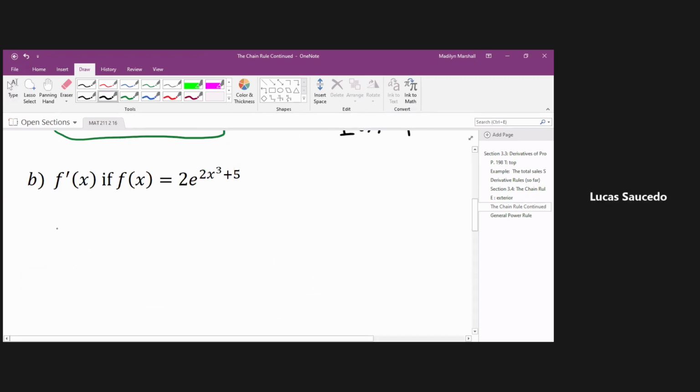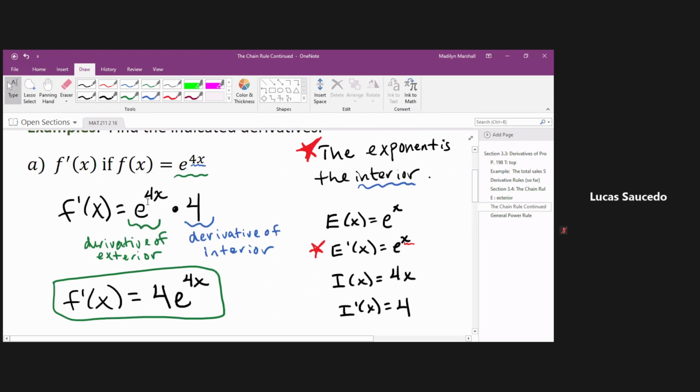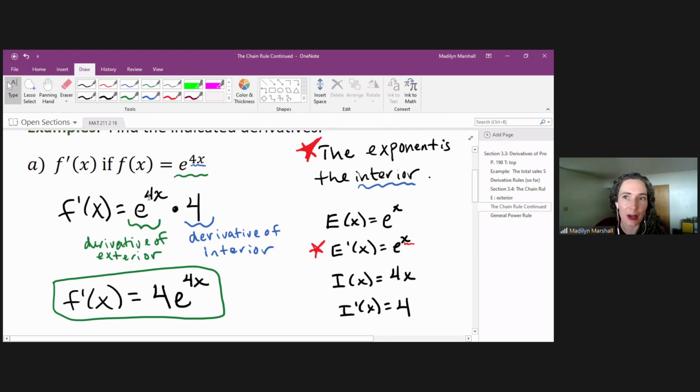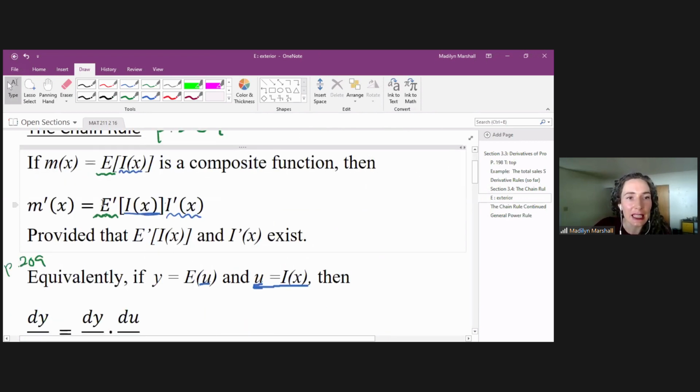So why does it go back to the original exponent? Because our chain rule always keeps the interior as itself when we're working with the exterior. So if we go back to our chain rule, the E prime, when we do the derivative of the exterior, that interior is staying exactly the same inside that exterior derivative. It's not until we get to the interior derivative that it changes.